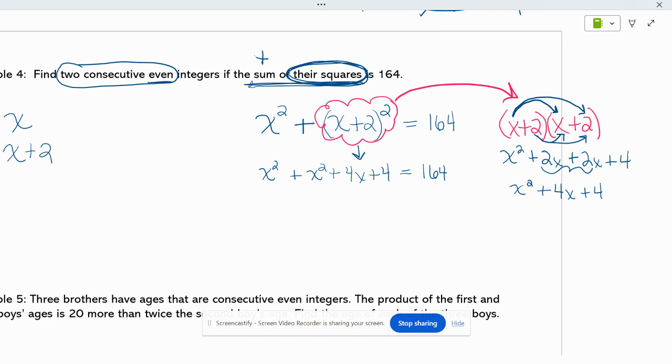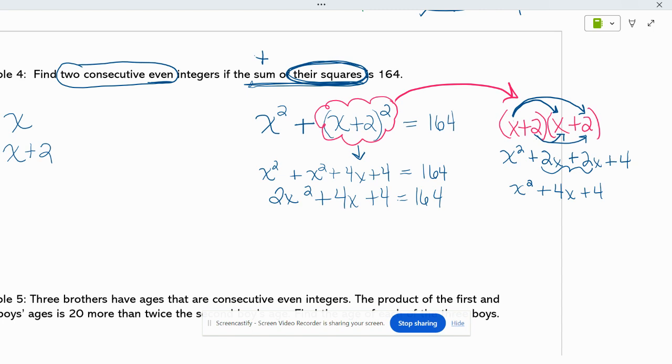So we know that we have to set it equal to 0, but is there anything that we can combine or group together before we set it equal to 0? Is there anything that we can group together or combine? Yes, x squared plus x squared. If I have one x squared in this hand and one in this hand, and I put them together, how many x squareds do I have? 2x squared. So 2x squared plus 4x plus 4 equals 164.